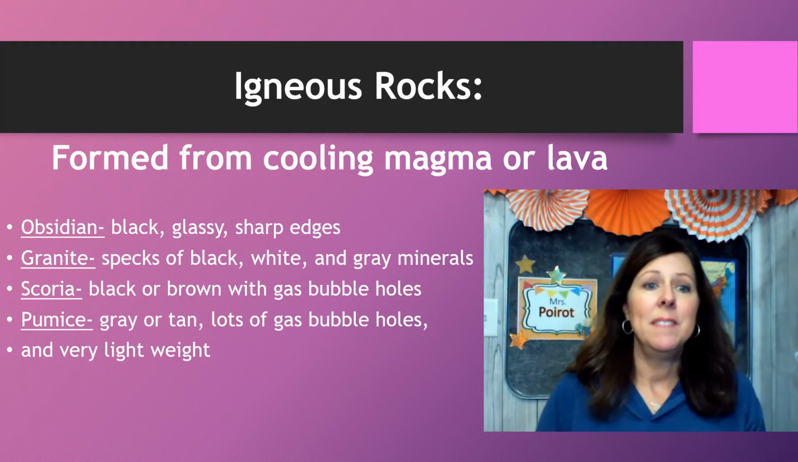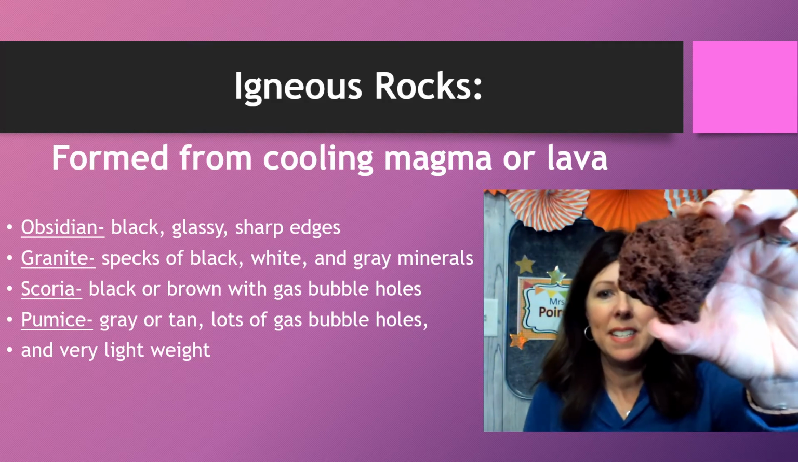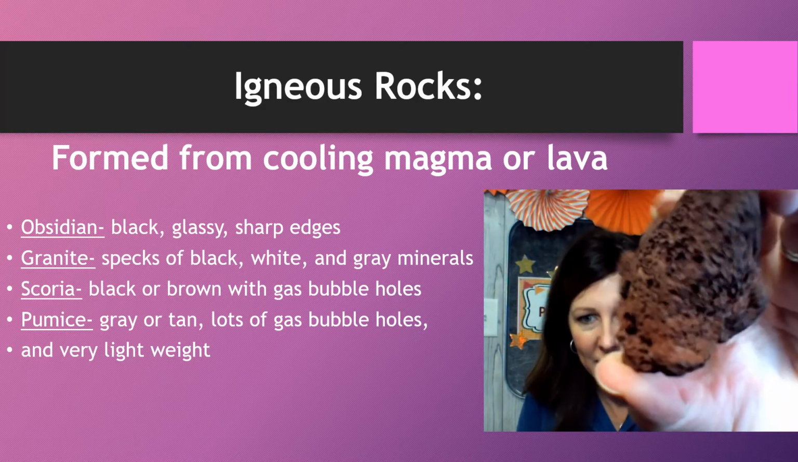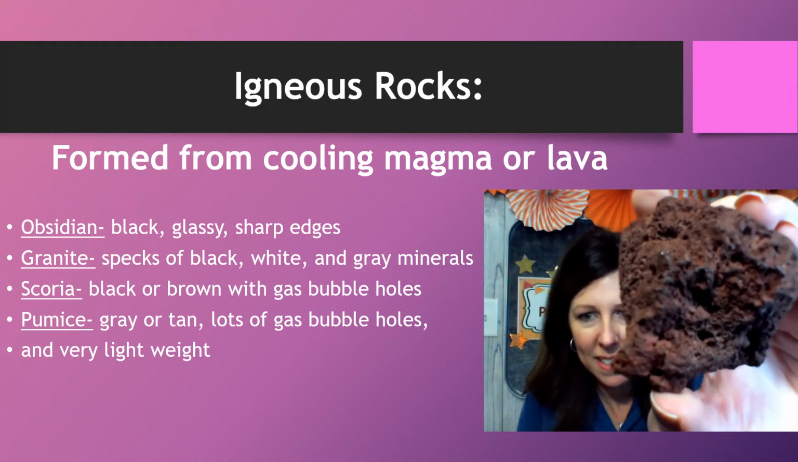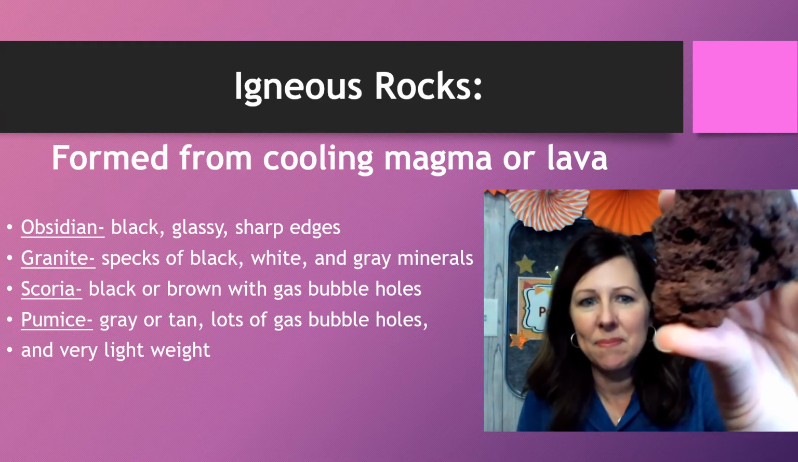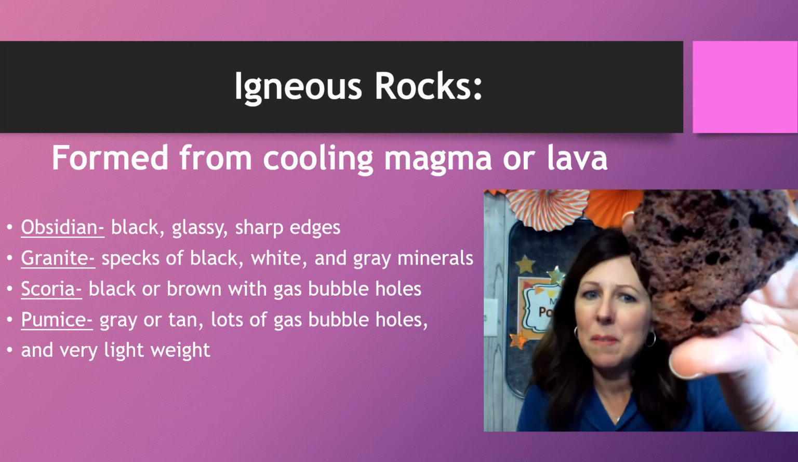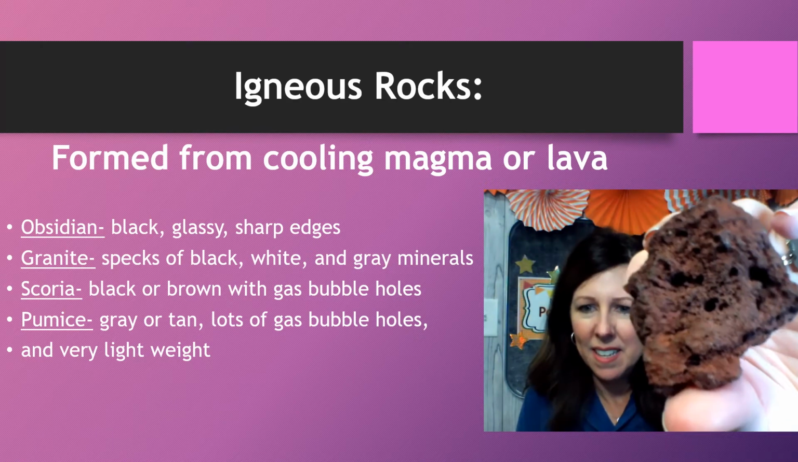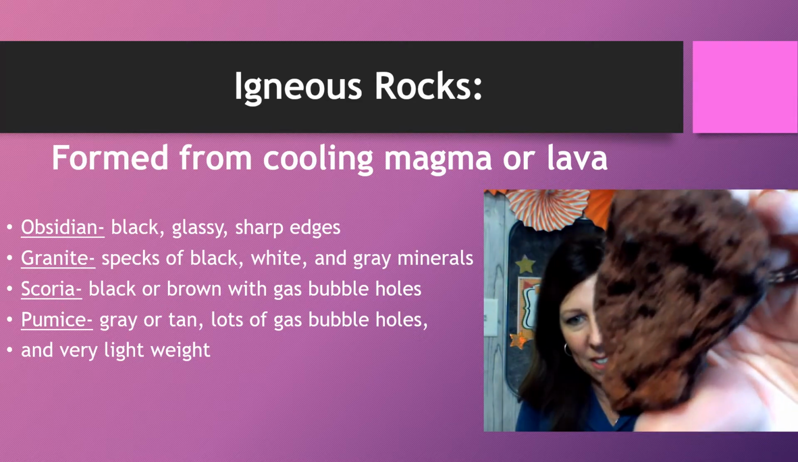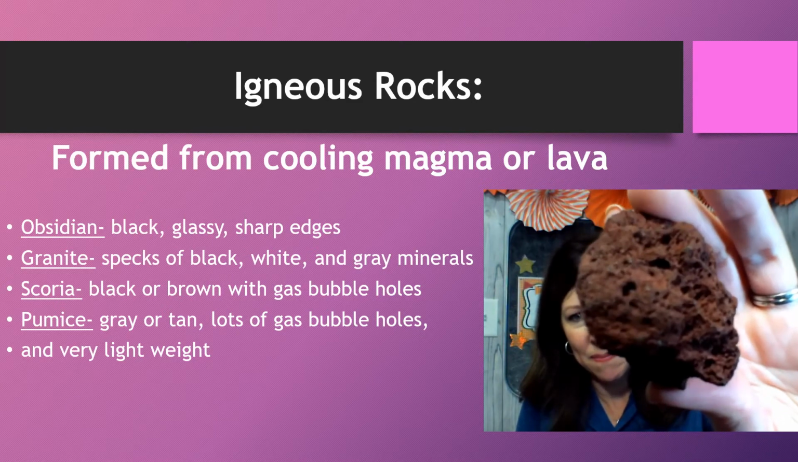Our next one is called scoria, and if you look closely at this, you can see all of the gas bubble holes in it. And it's very light. This is usually black or brown. This one's kind of reddish brown, but you can see all the different holes here.